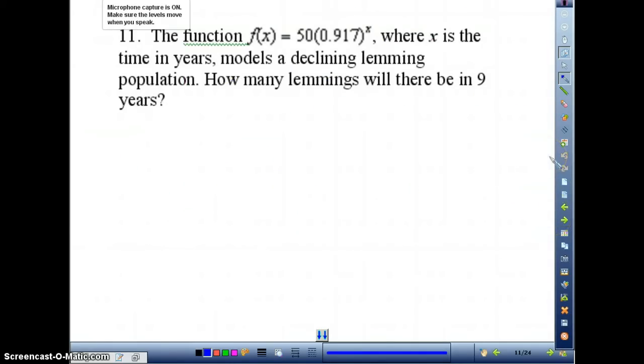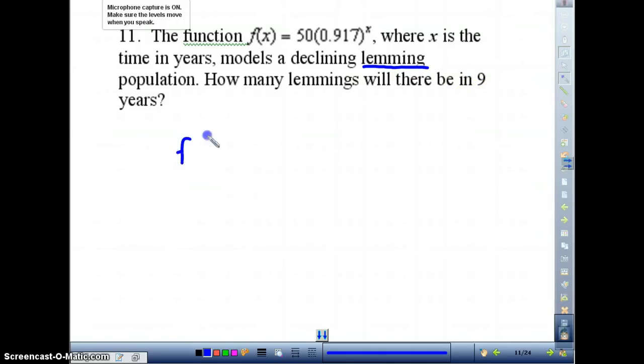Question number 11 says, the function f of x equals 50 times 0.917 raised to the x, where x is the time in years, models a declining lemming population. Do you know what a lemming is? Yeah, Google that. Tell me what a lemming is. How many lemmings will there be in 9 years?